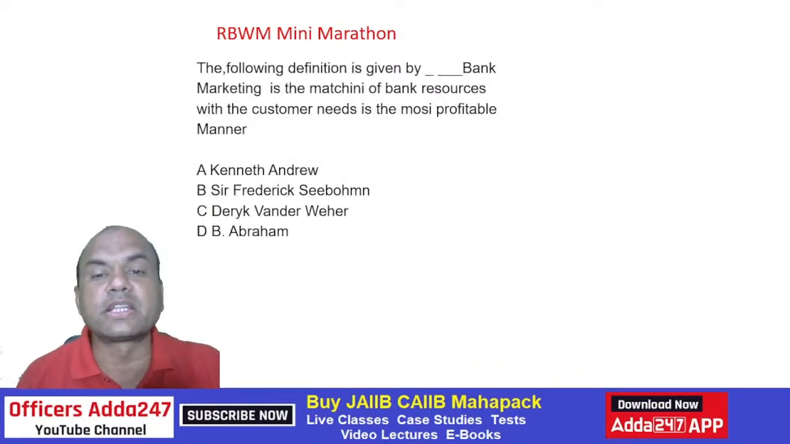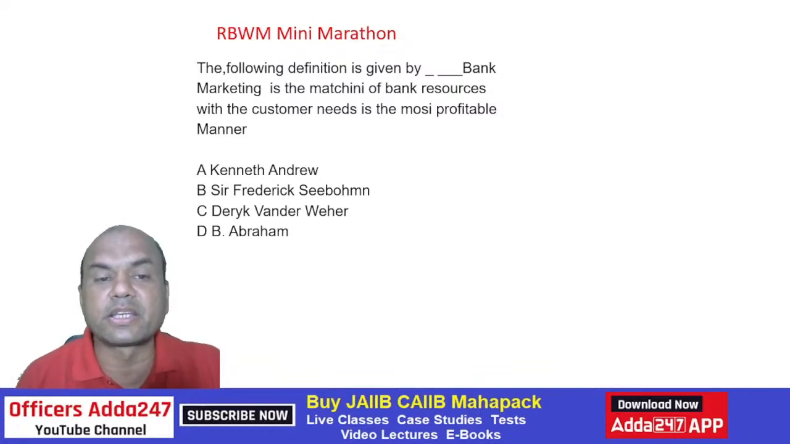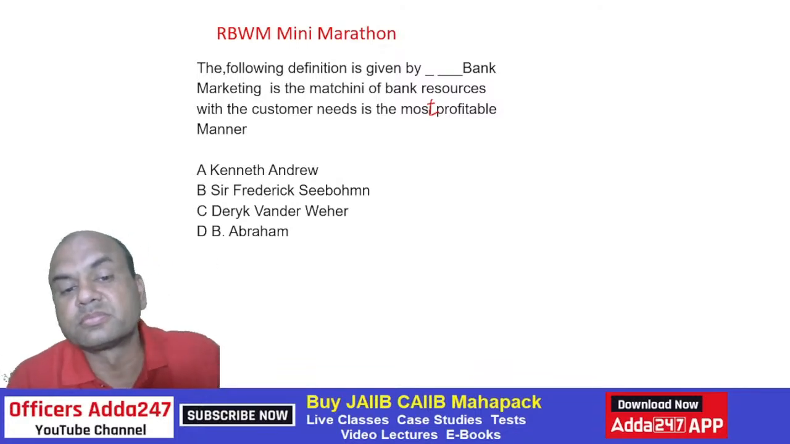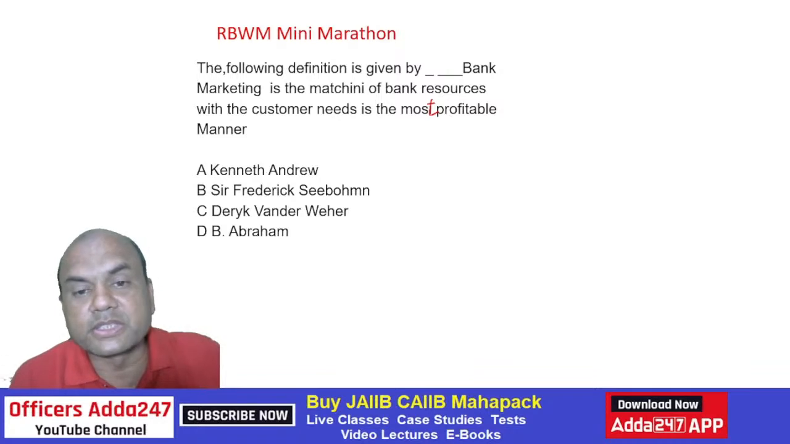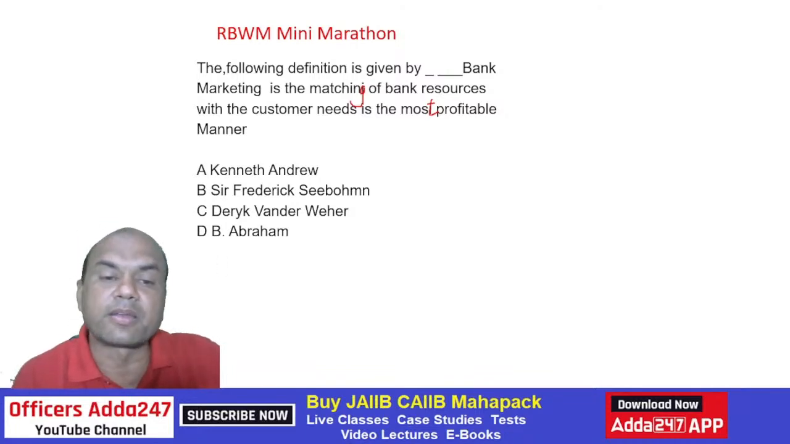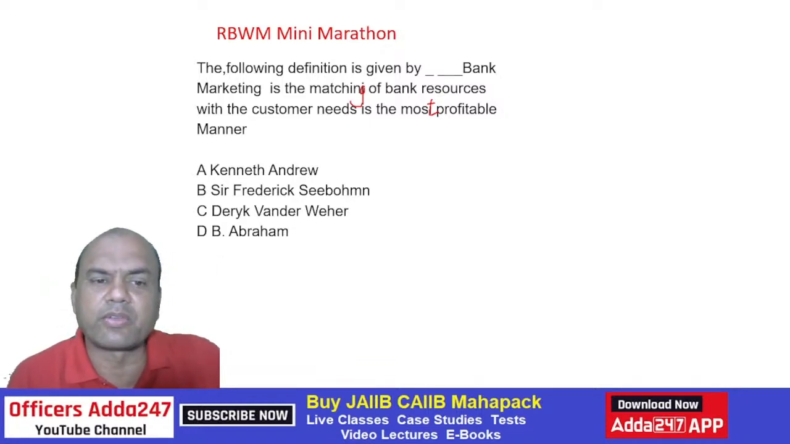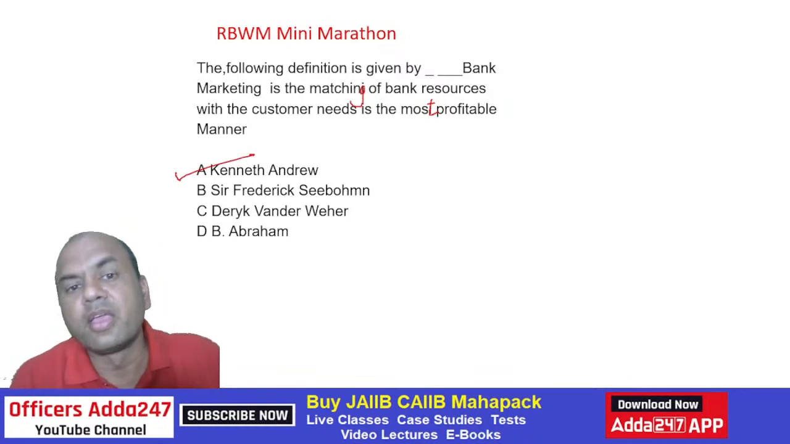The following is a definition given by dash bank. Bank marketing is matching the bank's resources with the customer's needs in the most profitable manner. Who gave this definition? It was given by, a bit of a difficult one here, isn't it? It is Kenneth Andrew. Kenneth Andrew gave this: matching of bank resources with the customer needs in the most profitable manner.